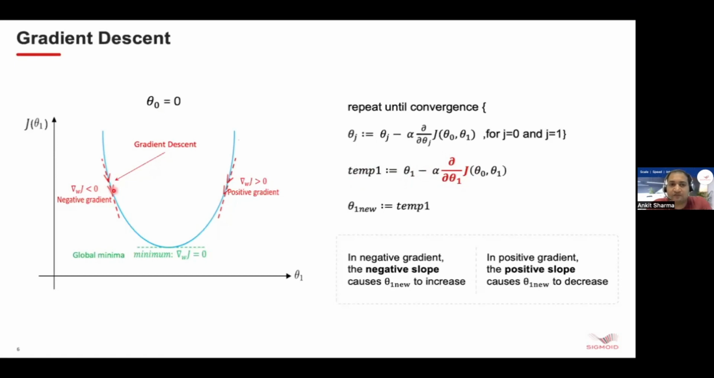In a similar way, if you keep on iterating, your theta will increase and it will come to this point. Here, your cost function will be minimum.